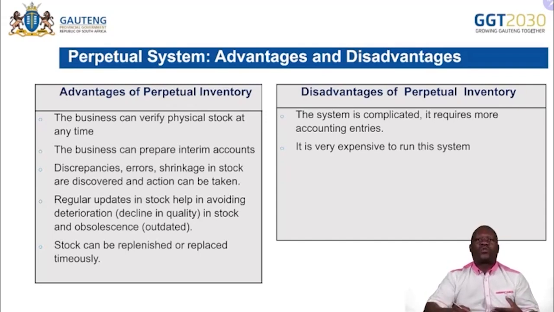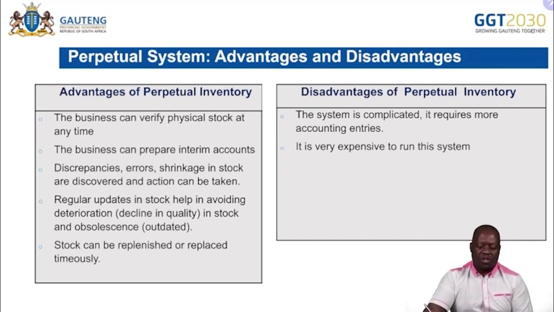Stock can also be replaced on time because we are having continuous updates on our stock, and it can tell us, no, we are only having stocks that last us for a week, for a day, for 20 days. So we can be in a position to make orders and replace stock on time. Very important. And then it also has got its own share of disadvantages.